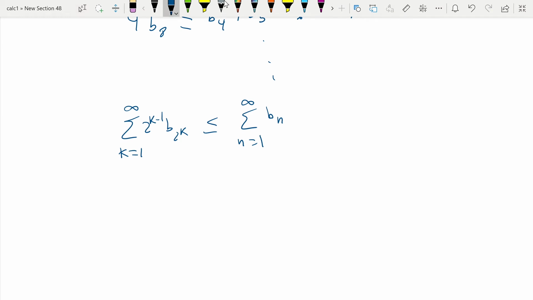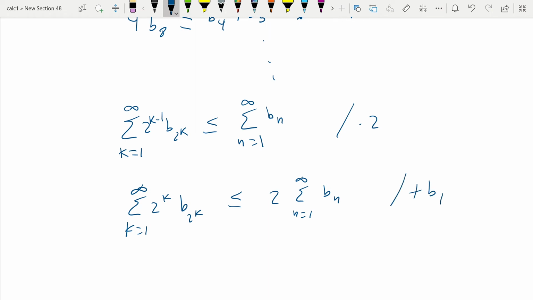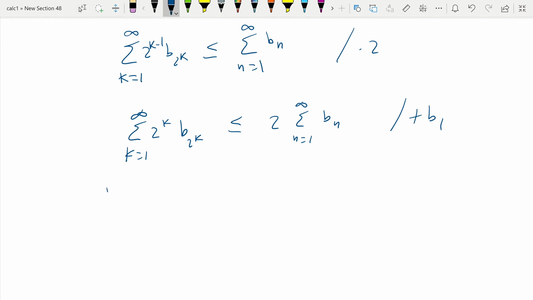But here this looks pretty much like what we want, except that we're missing a factor of 2 and we're missing a 1. But then you see that if we multiply both sides by 2, we get the sum from k equals 1 to infinity of 2 to the k times b sub 2 to the k is less than or equal to 2 times the sum from n equals 1 to infinity of bn's. And b1 is a given number, so that doesn't affect convergence at all.